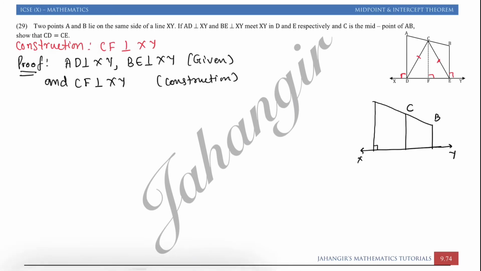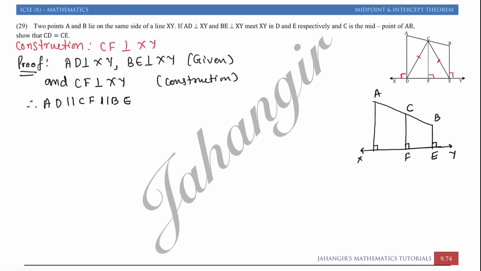Sorry, AB. BE is perpendicular to XY. F is perpendicular. If all three lines are perpendicular, what do we say? We say all three lines are parallel. So therefore, AD is parallel to CF is parallel to BE. All three lines are parallel.